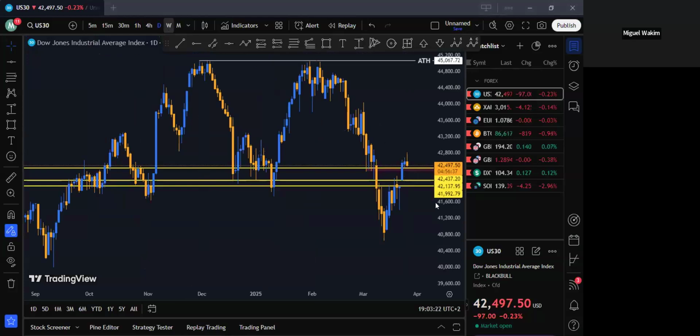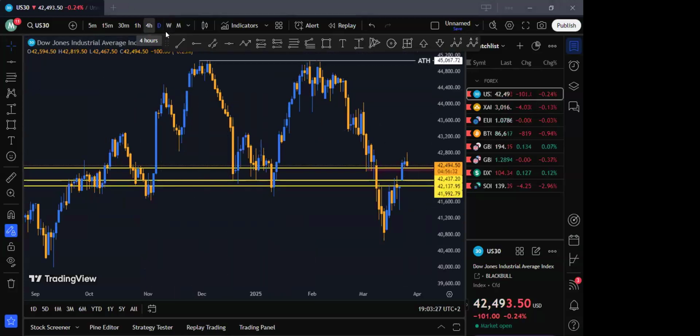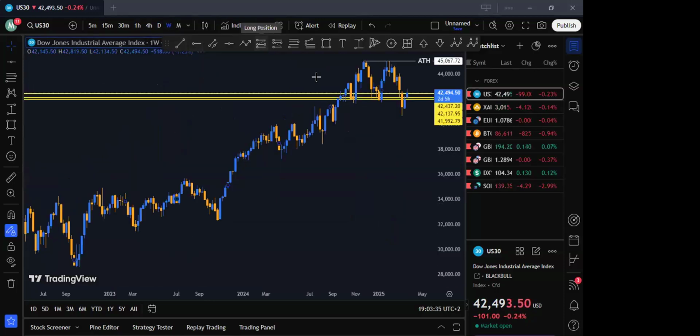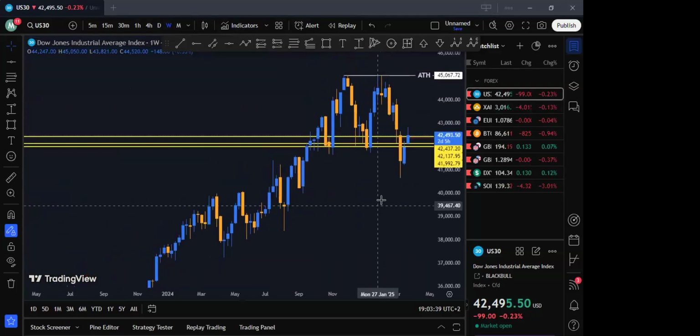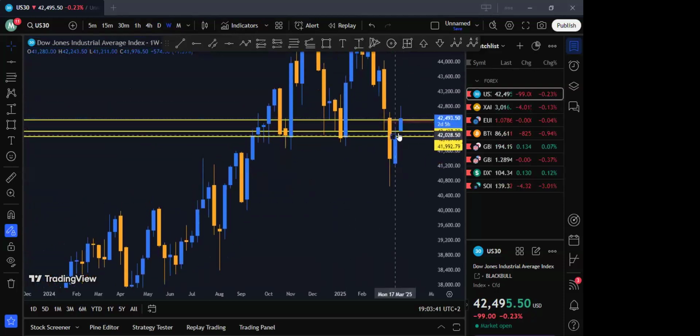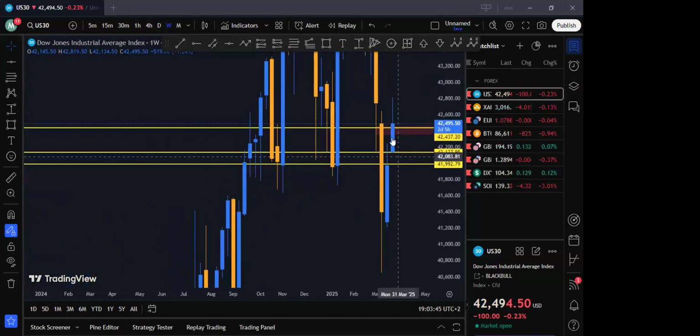Okay, guys, so let's start first with the US30. I will go to the weekly time frame. One second, it's lagging, it's not showing me. Okay, as you can see this week, guys, look how it opened. It opened with a big gap, over this area without a wick, and pushing one way.